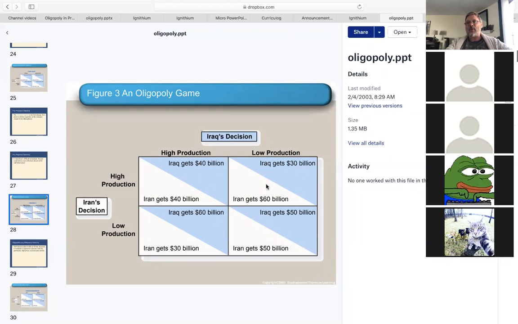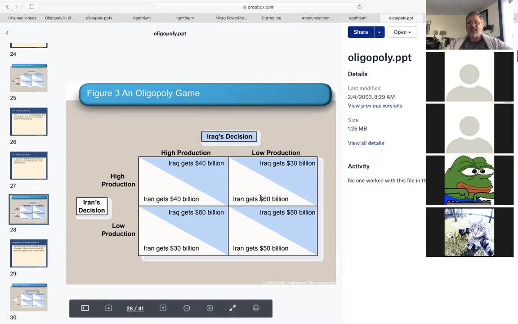The reason why this is a good example is OPEC is what we call a cartel, which is an informal monopoly, and it's informal because there's no legal mechanism in international law to prevent one country from producing more oil. So Iran would love to get the 60 billion, but they can't do anything to make Iraq produce low production while they produce high. You see what I mean, Lawrence?